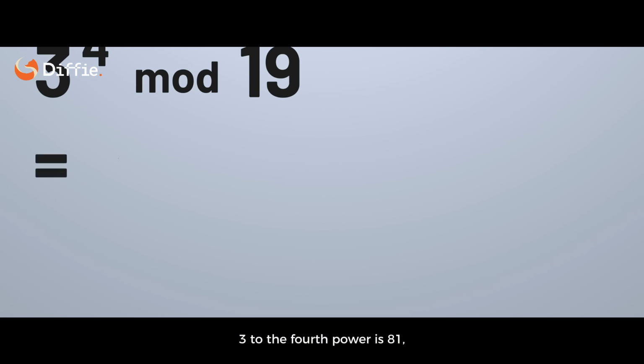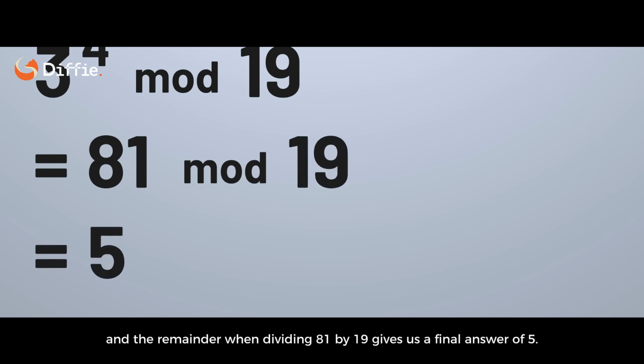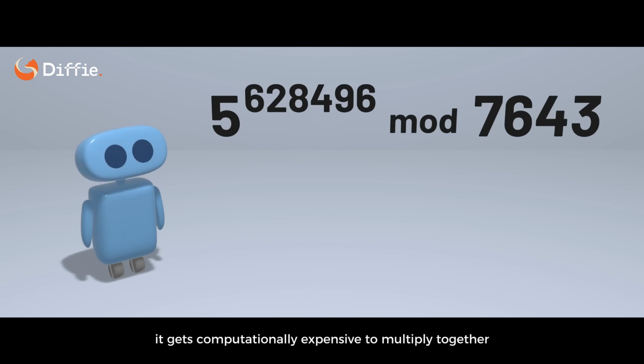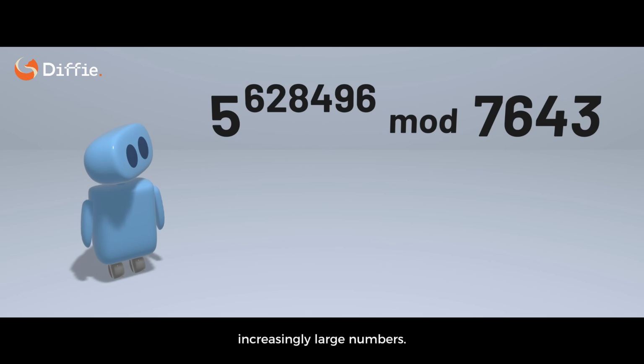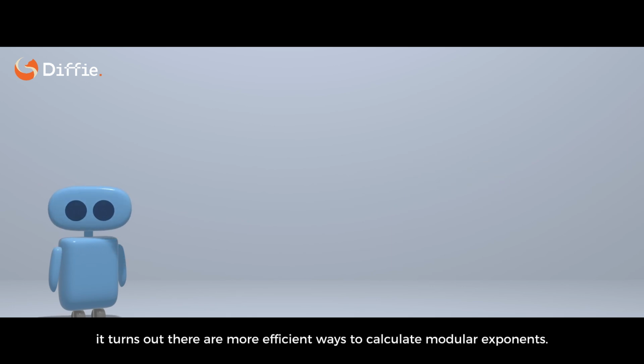3 to the 4th power is 81, and the remainder when dividing 81 by 19 gives us a final answer of 5. As we start dealing with bigger exponents, it gets computationally expensive to multiply together increasingly large numbers. To help, it turns out there are more efficient ways to calculate modular exponents.